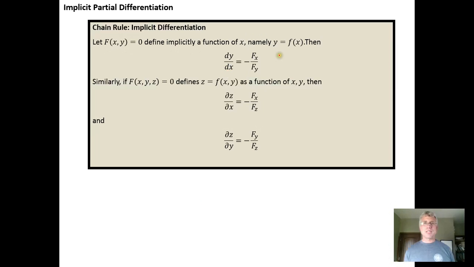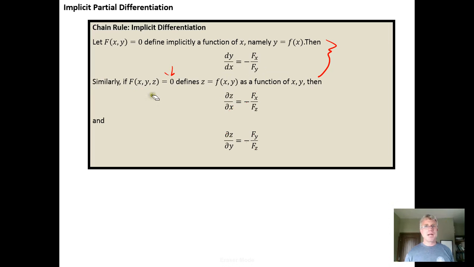So this slide summarizes what we just did. But we can extend the idea that we just did, and the demonstration or proof of it would run out roughly the same way to functions of 3 variables. So if I have a function of 3 variables equaling 0, and z is a function of both x and y, I can calculate partial z partial x and partial z partial y by taking the opposite of f sub x divided by f sub z, or the opposite of f sub y divided by f sub z.